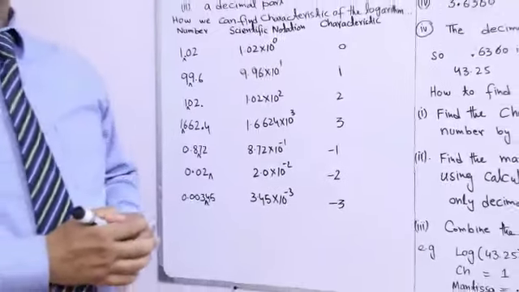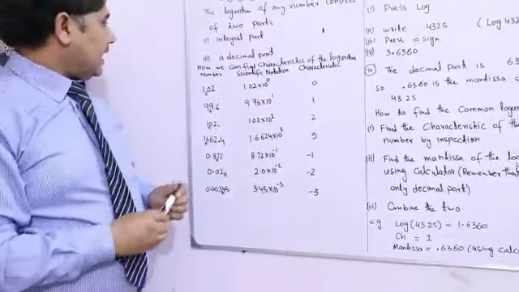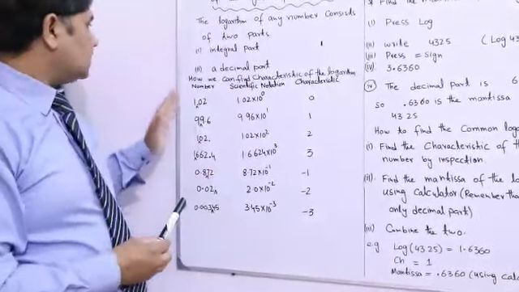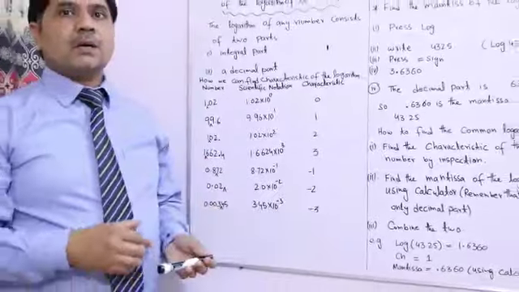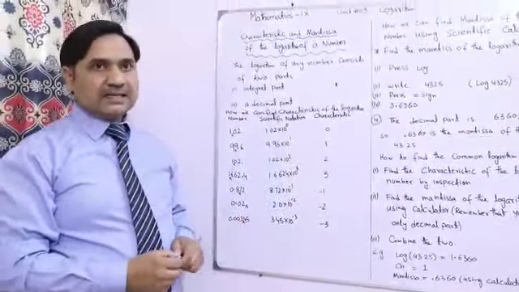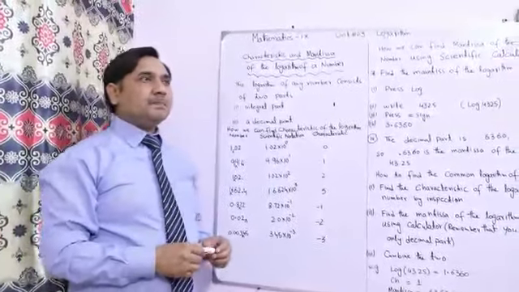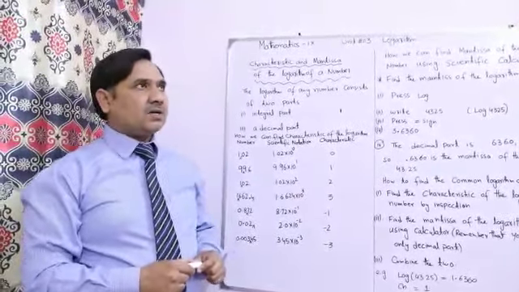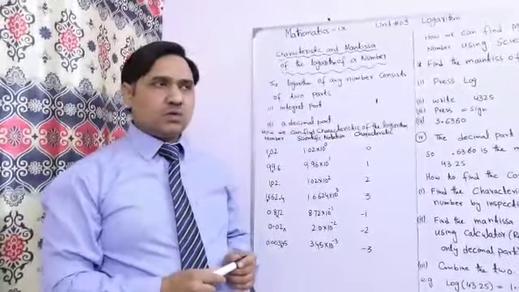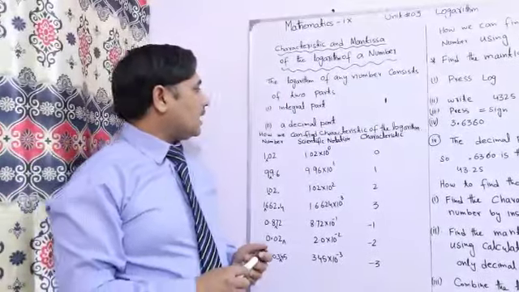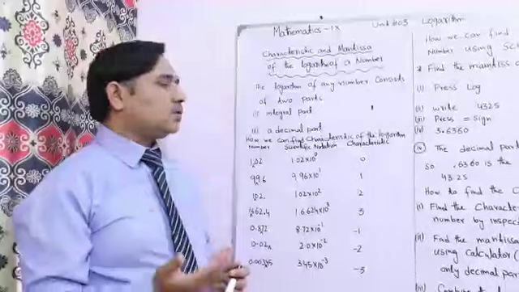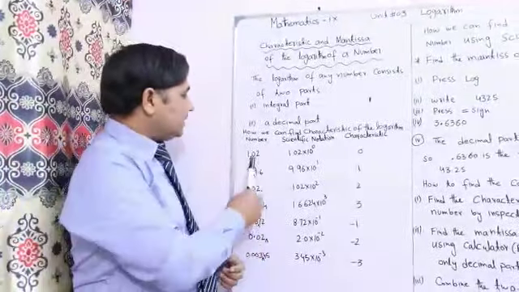So this is the way we can write the characteristic of a number. This way is known as by inspection; we can write the characteristic of a number. The second way is that my first lecture was on scientific notation. So you can write any ordinary number in scientific notation.